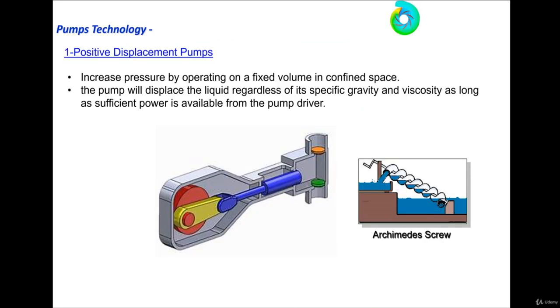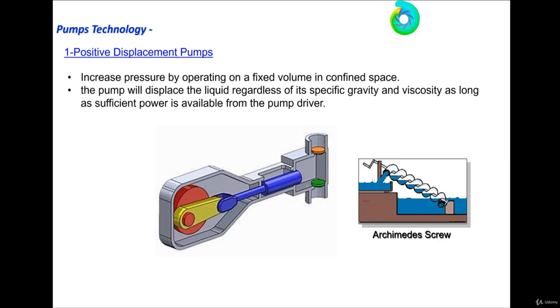Okay, let's start with the positive displacement. A positive displacement pump increases the pressure by operating on a fixed volume in a confined space. Fixed volume means that the delivered flow is always fixed. The flow rate is fixed regardless of the system resistance, regardless of the delivered pressure, regardless of the density, and as well as the viscosity, which has only a little effect.